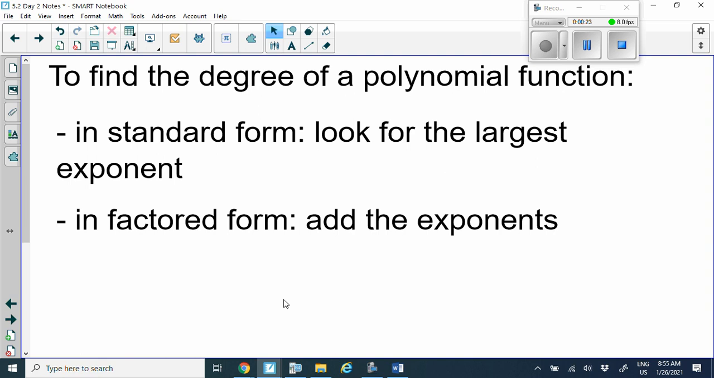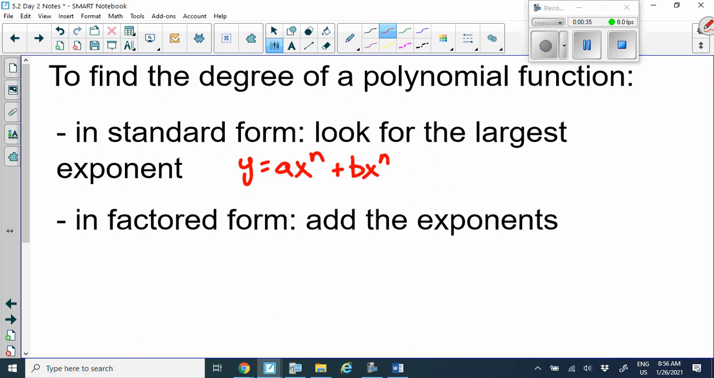Okay, let's talk about finding the degree of a polynomial function. Now if it's in standard form, remember standard form is going to be like y equals ax to the n plus bx to the n minus 1 plus dot dot dot, and then whatever your constant term is. So basically you look for the largest exponent, so make sure you put the polynomial in standard form and look for the largest exponent. Now to find the degree of a polynomial when it's in factored form, that's when we add the exponents. So make sure you know the difference between those two.